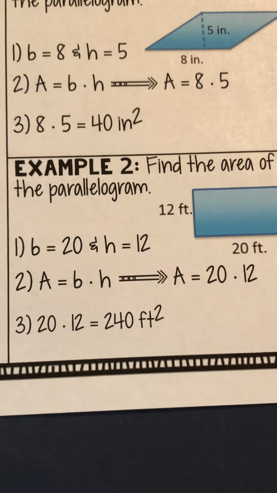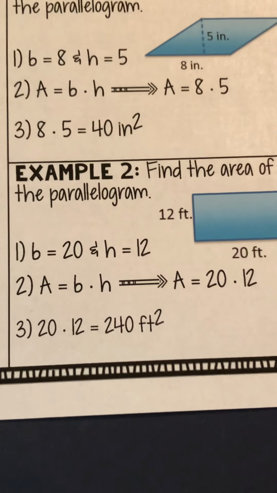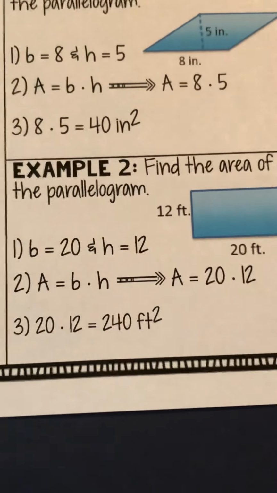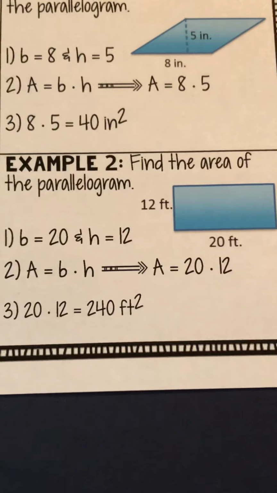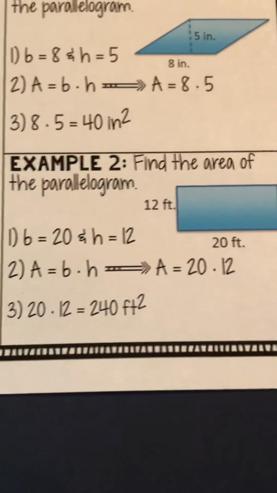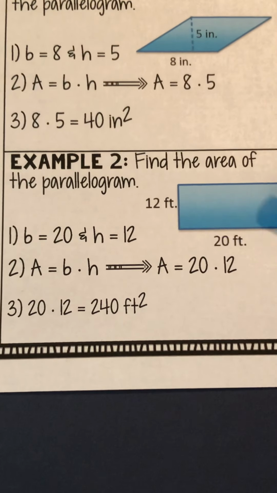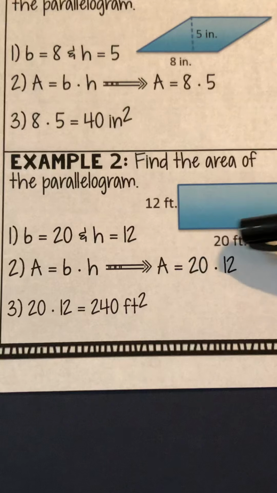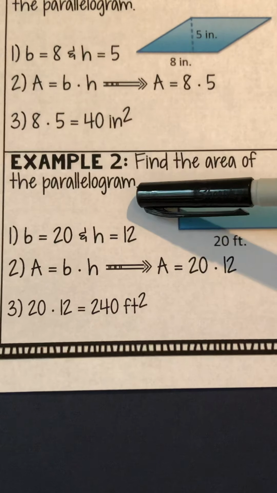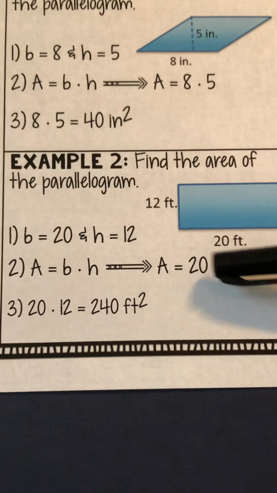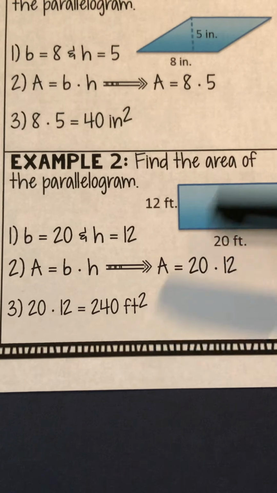For example 2, find the area of this parallelogram. This happens to also look just like a rectangle, so we know a rectangle has a 90-degree angle on each corner. It has 4 90-degree angles or 4 right angles, right? So all we're doing here is doing 20 times 12. So base times height, 20 times 12, that's 240 feet squared.